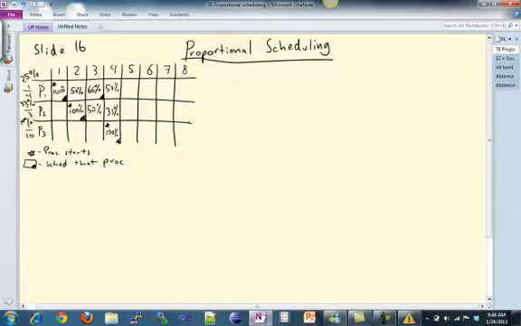Okay? By the way, for the midterm, you guys should be able to do something like this. Definitely practice filling out a table like this with all the utilization percentages. Okay, let's do one more.